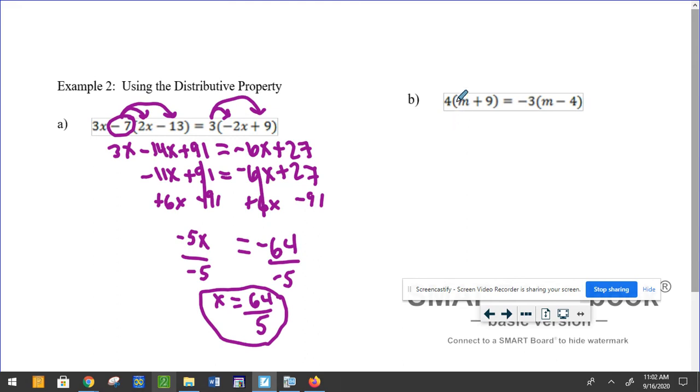All right, so this one, you will distribute the 4. So you have 4m plus 36. And then here you're going to distribute the -3. So -3m plus 12. Okay.